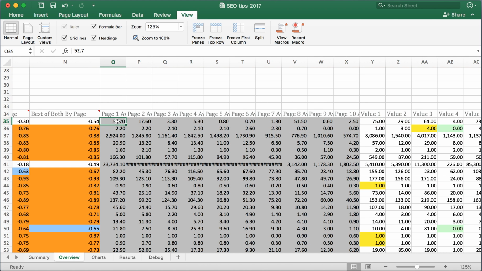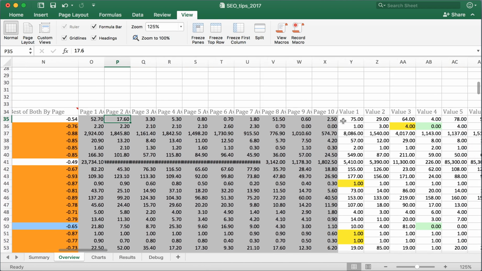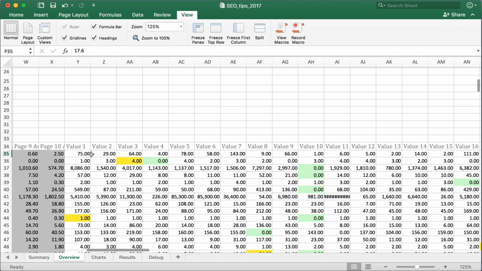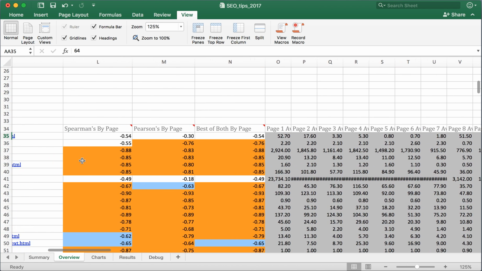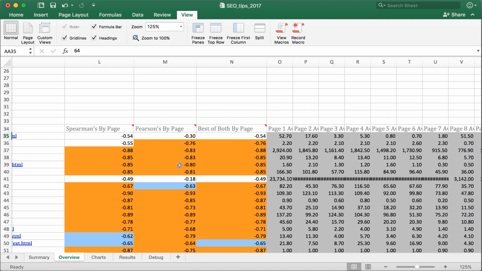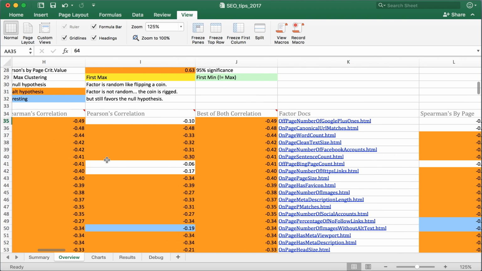So for this first factor, the average result on page 1 had a measurement of 52. The average result on page 2 had a measurement of 17 for that one factor. If I continue scrolling over, I have the measurements for each individual result for each factor across the top 100. We then use these measurements to calculate the correlations both by page as well as overall for each factor.